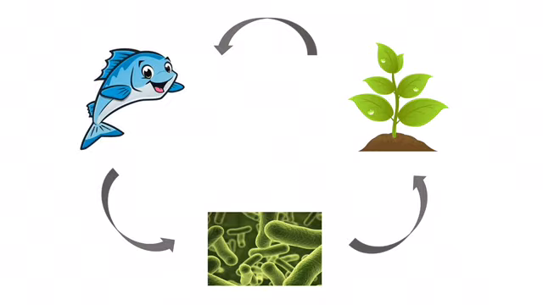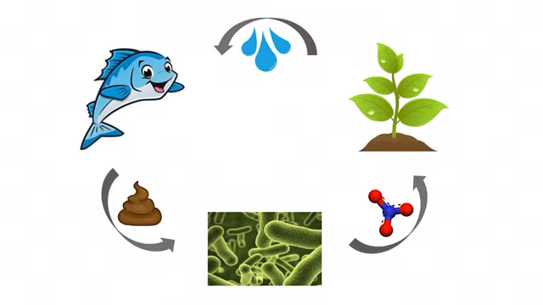Firstly, the fish living in the aquaponics system produce waste. Next, the bacteria converts this waste into nutrients for the plants. Finally, the plants filter the water that returns to the fish.